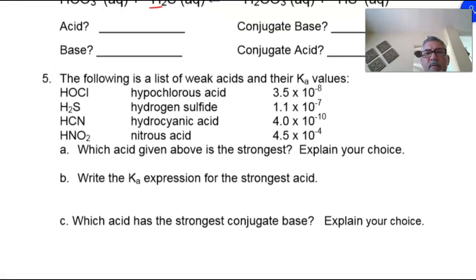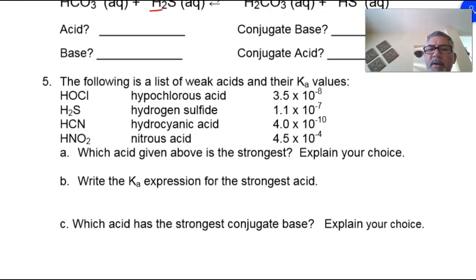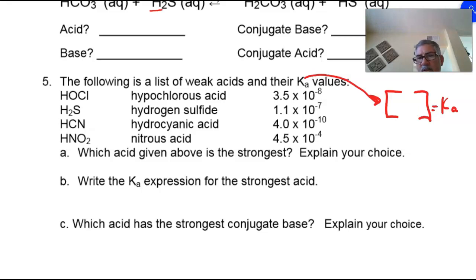So same sort of thing as above. All right, so Ka here, right? The concentration of the acid is your Ka, right? So we have different concentrations here. The following is a list of weak acids and their concentrations or their Kas: 3.5 times 10 to the 8, 1.1 times 10 to the negative 7, 4.0 times 10 to the negative 10, and 4.5 times 10 to the negative 4.